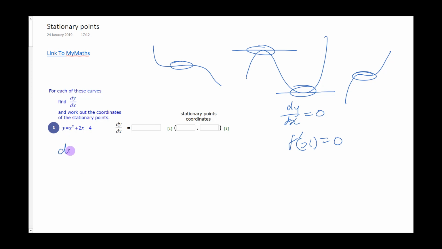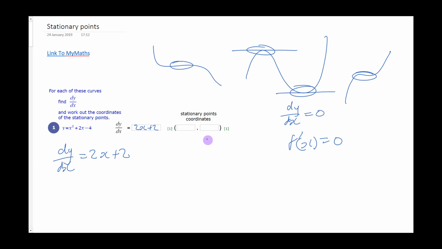So for the gradient function, we're going to differentiate y equals x squared plus 2x minus 4. Times by the power 2, take 1 off the power gives me x to the 1, plus 2x just goes to 2, and the 4 number on the end, remember, has no effect on the gradient. So we've got dy by dx is equal to 2x plus 2.